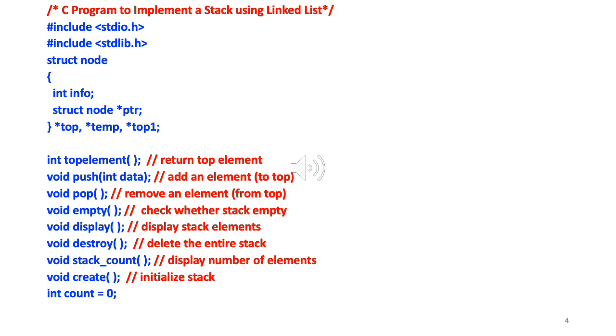Small function. Add an element to top, void push int data. So this will add an element to the stack, to the top of the stack. So in this case, as you can guess, the value of top will change. Okay. Of course, the data has to be provided as a function argument, int data. Void pop, remove an element. So no function argument here, because it's always clear that whenever we're popping, it's always the top element that comes off. So void pop.